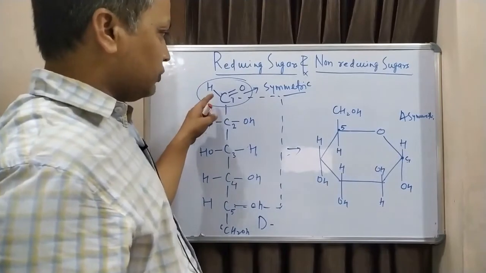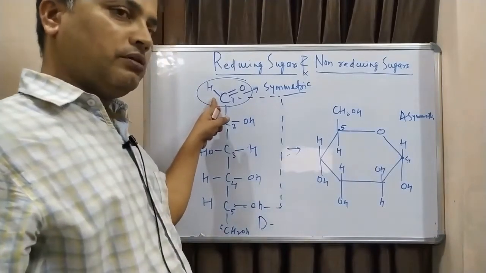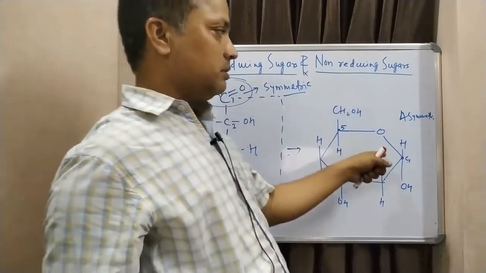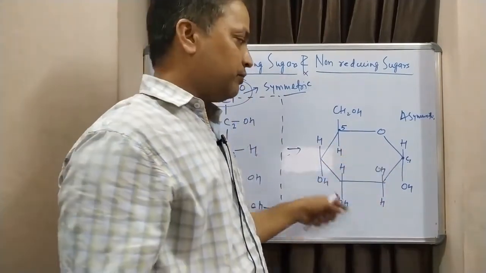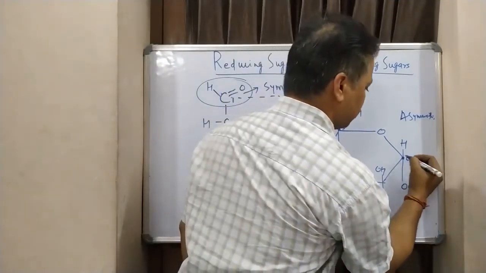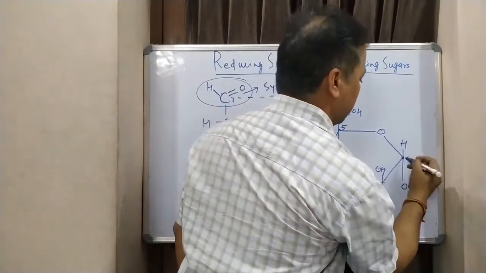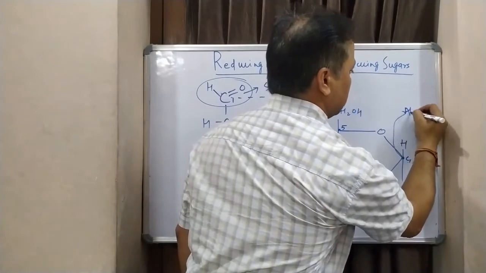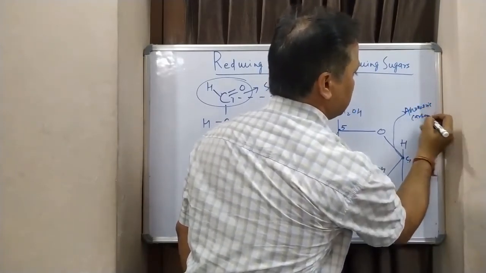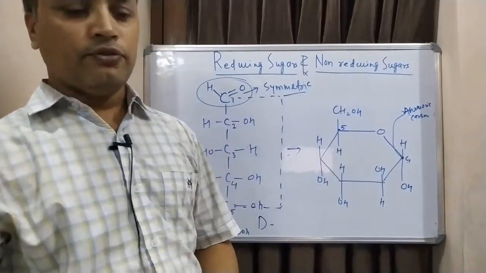So the carbon which was symmetric when glucose was in the open chain structure becomes asymmetric when it forms a cyclic structure. So that carbon is called the anomeric carbon. This is in the case of glucose.